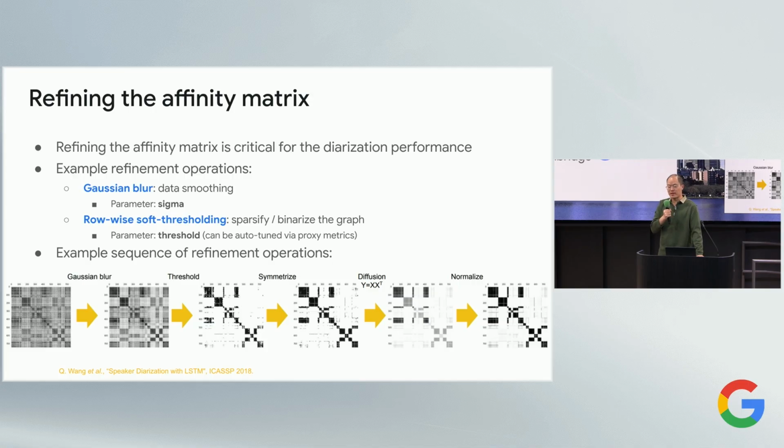This is kind of inspired by computer vision, because the affinity matrix is just a matrix which you can treat as an image, and you can just do standard image transforms on it. For example, you can apply Gaussian blur on the affinity matrix, which is a data smoothing step. You can also do row-wise soft thresholding on the affinity matrix. This is very useful because it will sparsify and binarize the graph. We know that spectral clustering is basically a graph cut algorithm. If we can sparsify and binarize the graph, it will hugely improve the performance.